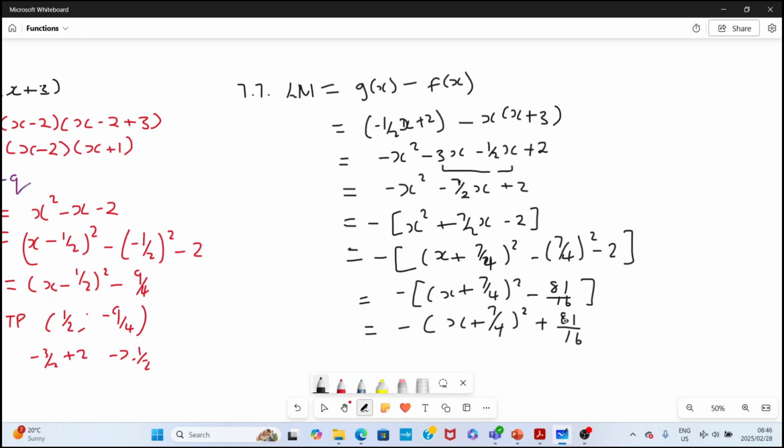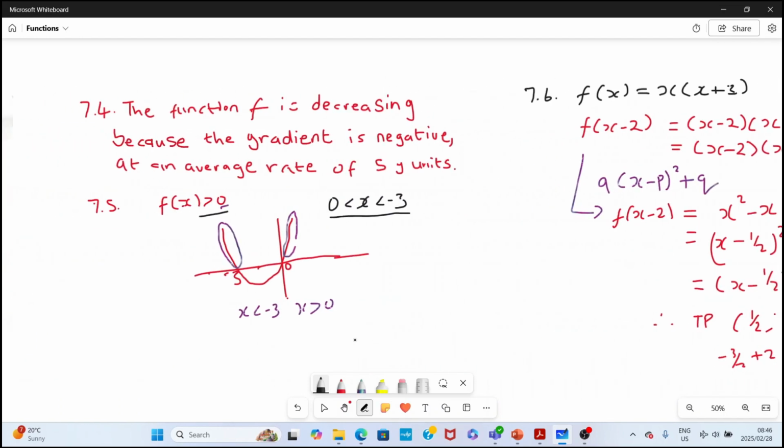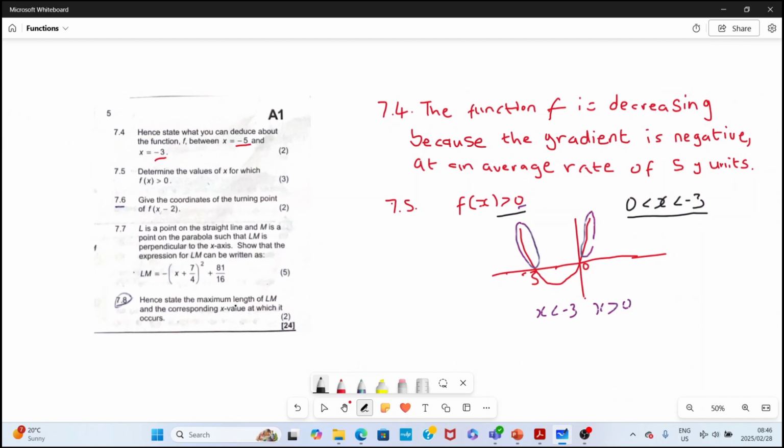So we have now proven that LM is equal to this. So this is what we were required to prove according to the question. The question said we must prove this. So if you check it here, you can confirm that the answer is correct. So with the last question now, they're saying, hence state the maximum length of LM and the corresponding x value at which it occurs.